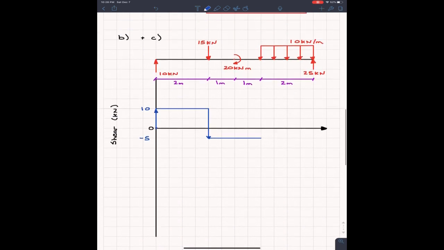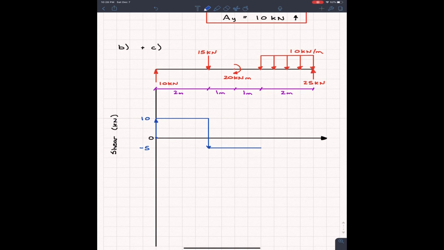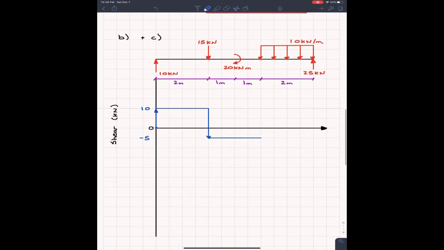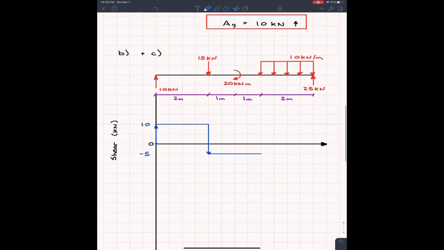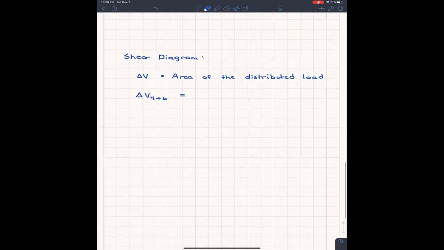So if we look at this, I know the shear at x equals 4. However, I want to know the shear at x equals 6. So what I'm interested in right now is delta V from x equals 4 to x equals 6. Well, we know that this is going to be the area of the distributed load between those 2 points. So if we come up here, well, the area here is just going to be that rectangle. So it's going to be the base times height, which is 10 multiplied by 2. So this is the area of that distributed load.